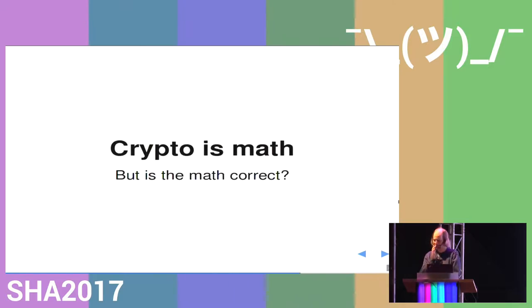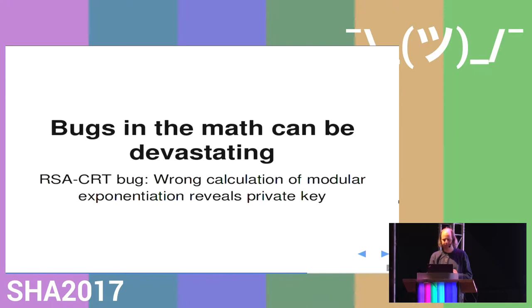So when we look at crypto, crypto is ultimately just math, right? We're doing some calculations with some keys, which are in the end just numbers. But a question we can ask is, is the math always correct? Or what if there's a bug? Because if you have bugs in the crypto, that can be pretty devastating.